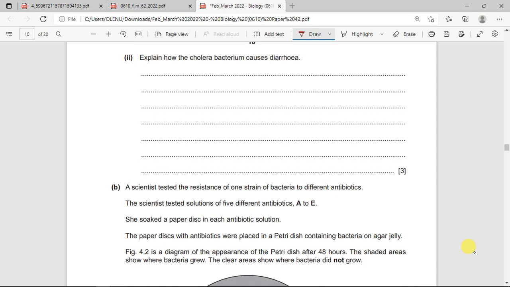Now they say explain how the cholera bacterium causes diarrhea. This is quite straightforward, but I found out that students normally have issues with this question, but it's a very simple question if you just follow the steps that are involved. First, the bacteria will attach to the wall of the small intestine.